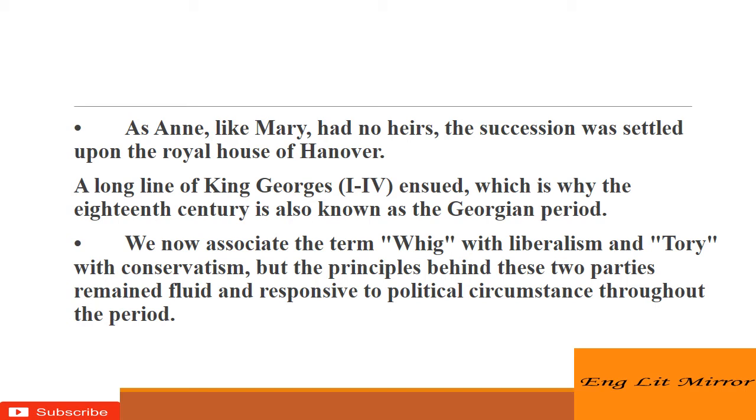A long line of kings, George I to V, ensued, which is why the 18th century is also known as the Georgian period. We now associate the term Whig with liberalism and Tory with conservatism, but the principles behind these two parties remained fluid and responsive to political circumstance throughout the period.